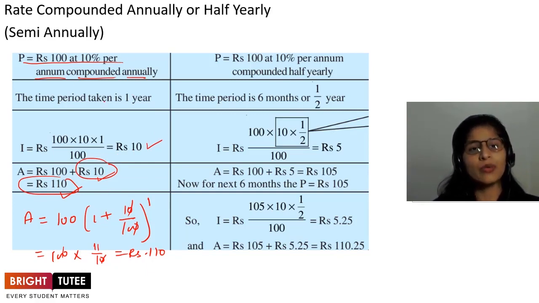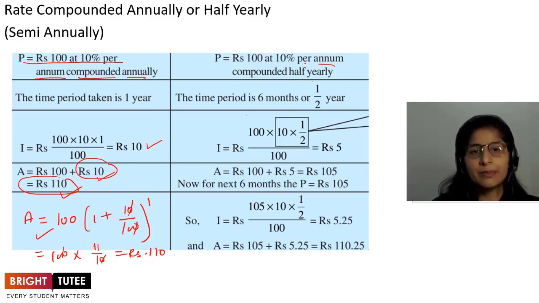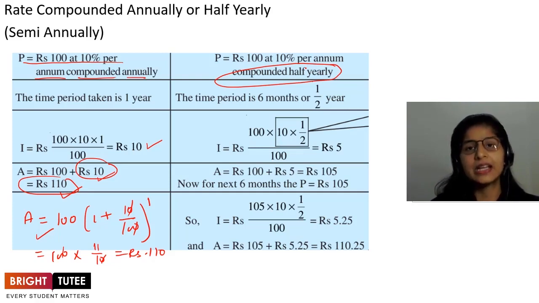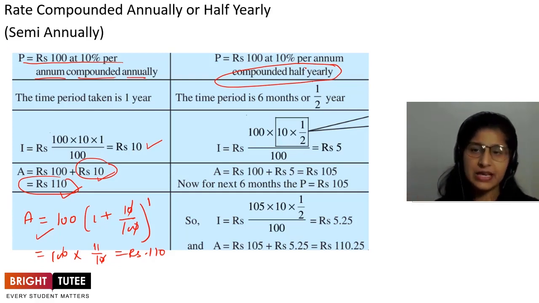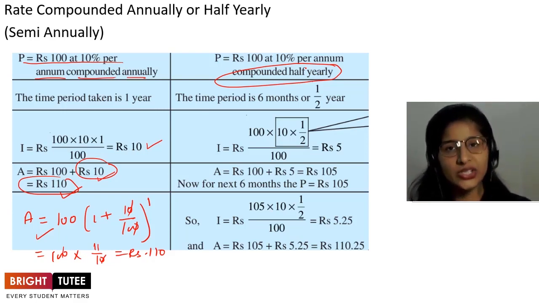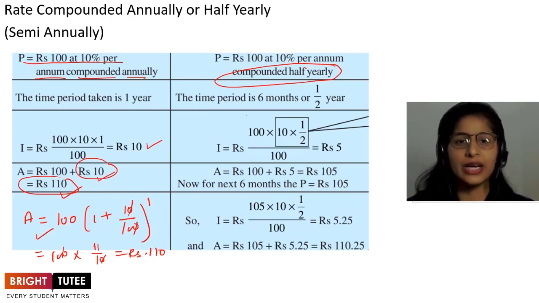So when it is written compounded annually, we can directly use the formula for amount and calculate the amount, that is rupees 110. Now here it is written the same question and it is compounded half yearly. Here half yearly means the principal will remain same for first 6 months, and then the amount for those 6 months will become the principal for next 6 months. Here the principal will change after half year. Half year means 6 months.